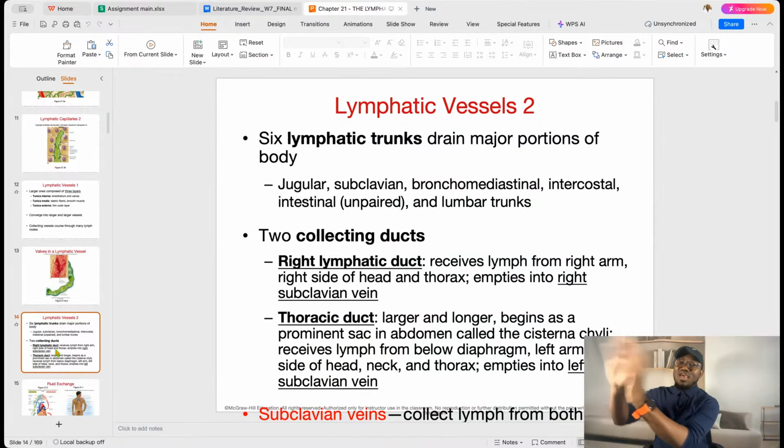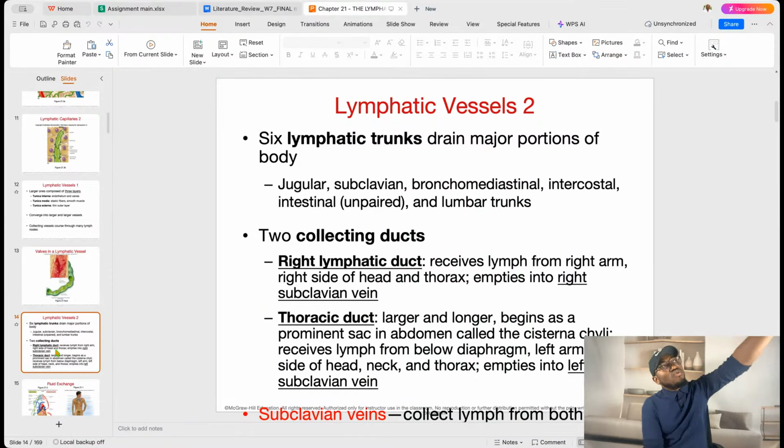The other one is the left lymphatic, the thoracic duct janitor. If somebody asks you, oh, you have two janitors, what does this one do? What does this one do? You say, this one mops one, two, three, three left. This one mops every other place that this one does not mop. That's just how it is.